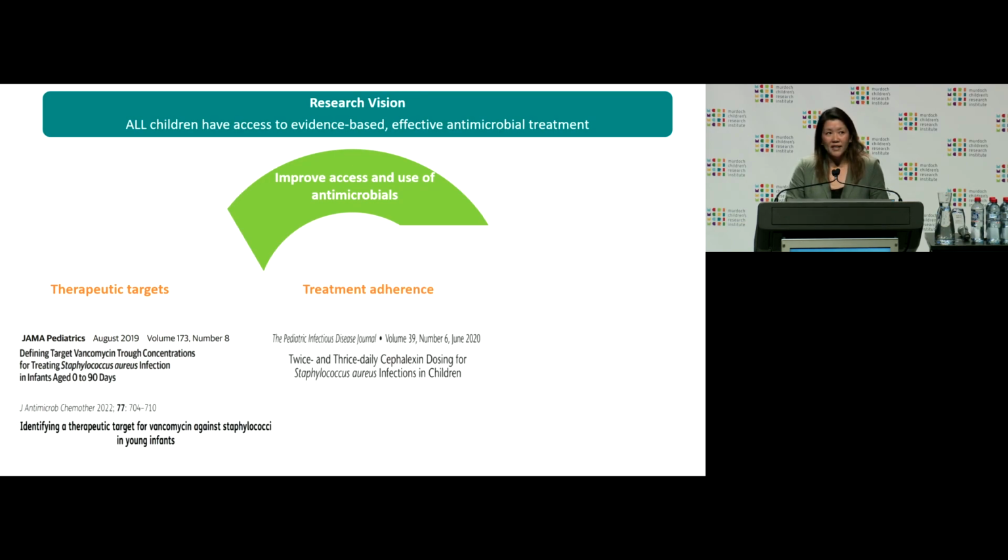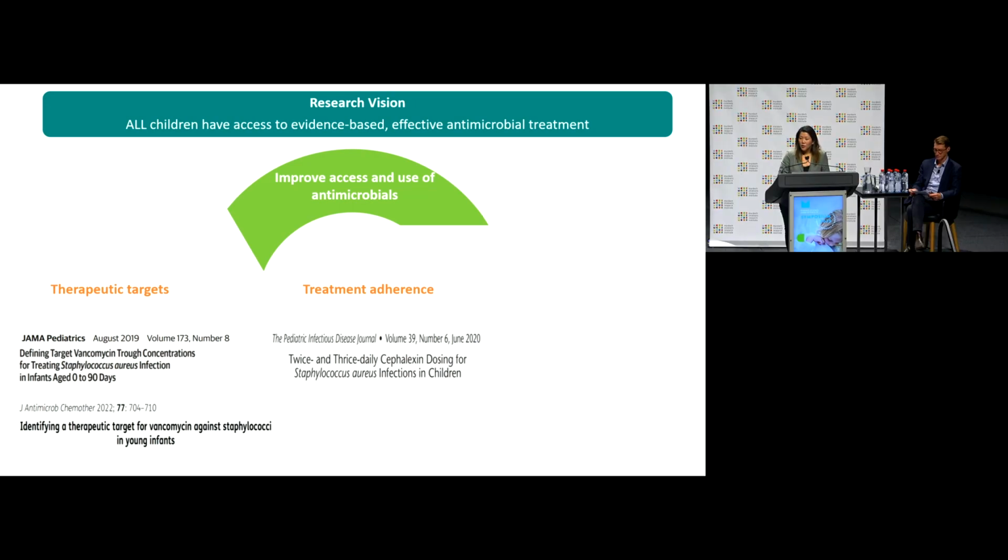The second program of research has been around improving treatment adherence. So we looked at an antibiotic called cefalexin, which is a drug that we use for bone and joint infections in children. And the problem with this antibiotic is that it needs to be dosed 4 times a day for it to be effective against bone and joint infections. And we know from our clinical experience that children really struggle with 4 times daily dosing. So using modelling, we identified a twice and a 3 times daily dosing regimen that was just as effective, and now the 3 times daily dosing regimen is standard of care and also included in 7 international guidelines.